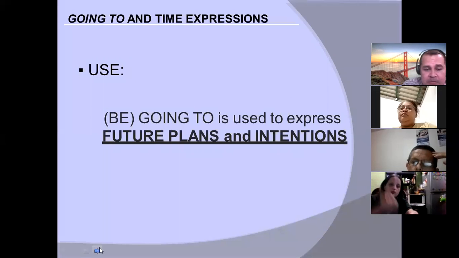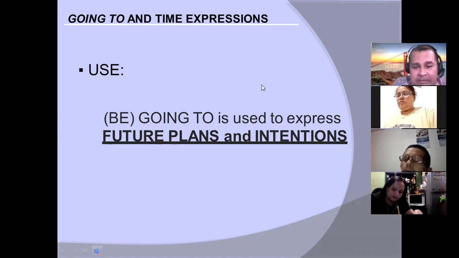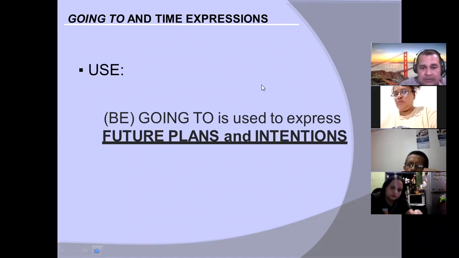When we use be going to, everybody, we use be going to when we express plans and intentions for the future. Plans and intentions for the future. In that moment, we use be going to. Plans for the future.